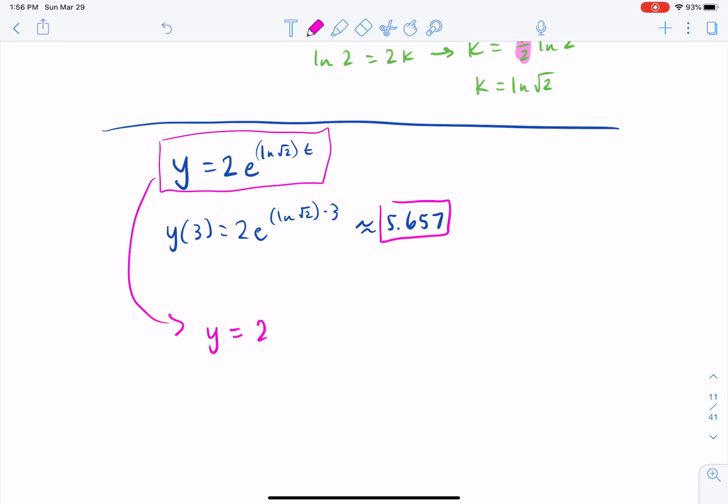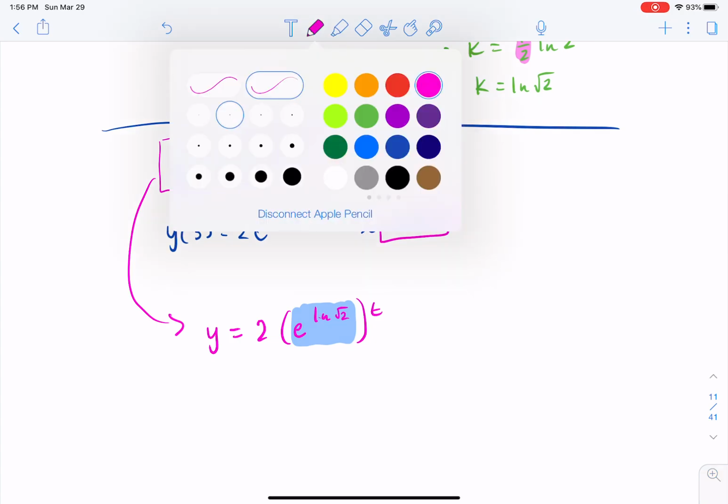Y is equal to 2. I'm going to rewrite this as, in parentheses, e to the natural log of the square root of 2 to the t power, right? Because it's a power to a power that's happening right here in this equation. And a law of exponents, power to a power, you just multiply your exponents together. Okay. And the part that is inside of the parentheses here, those are inverses of each other, which means that they cancel each other out.